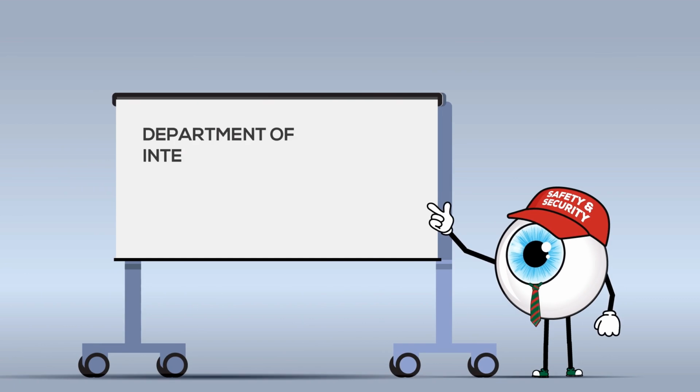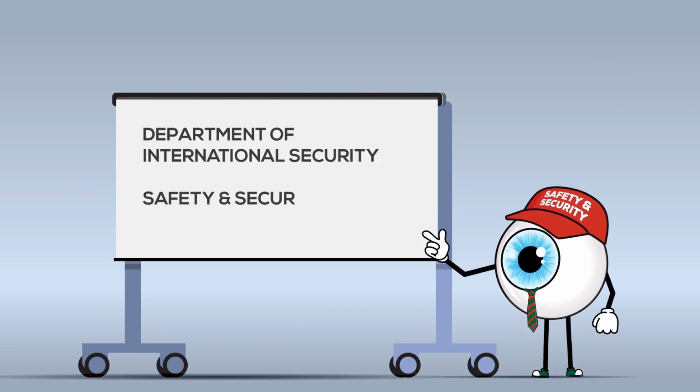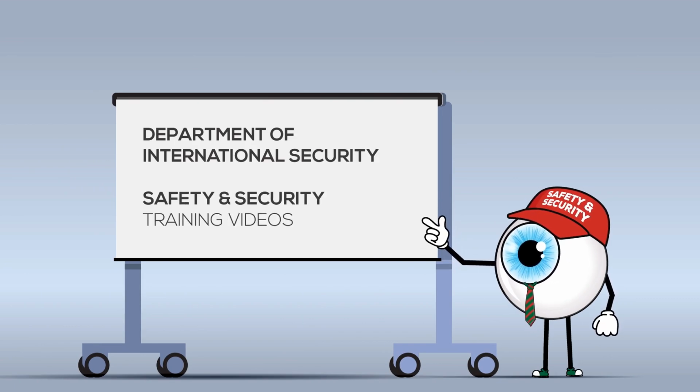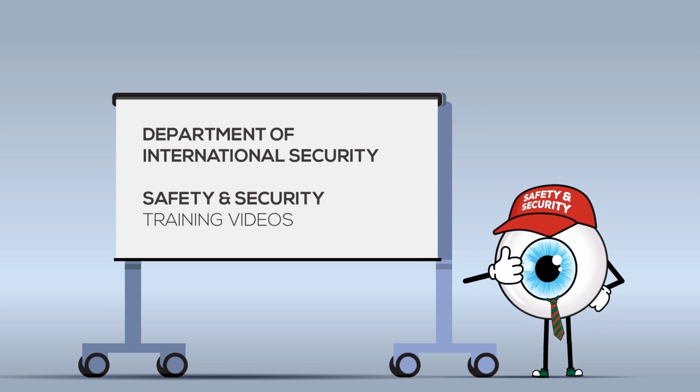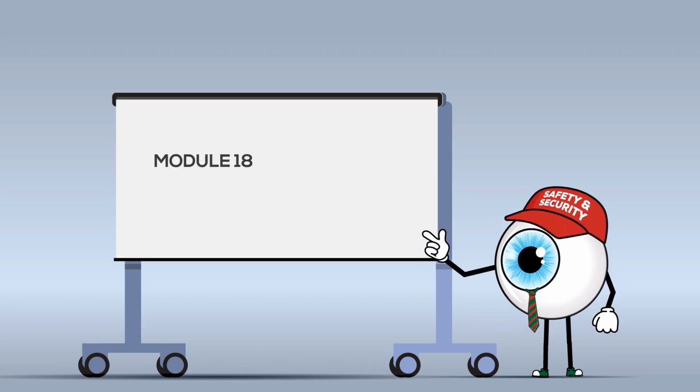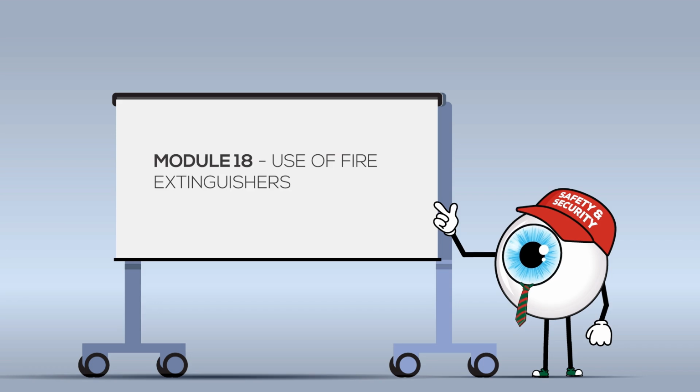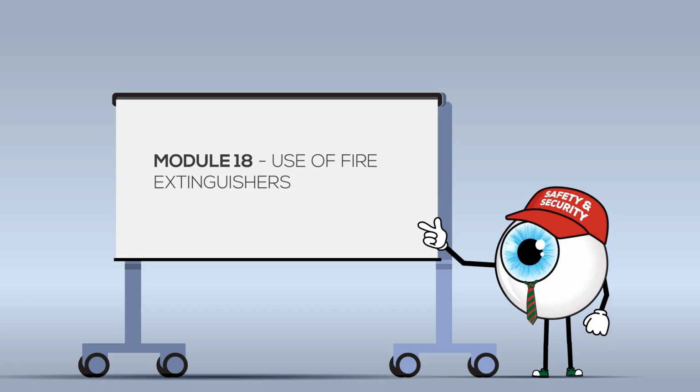The Department of International Security has created a series of training videos specifically in support of volunteers and the delivery of the Jamathkhana safety and security function. Module 18 in the series relates to the use of fire extinguishers, in which the principle and importance of understanding and tackling fires is explored.